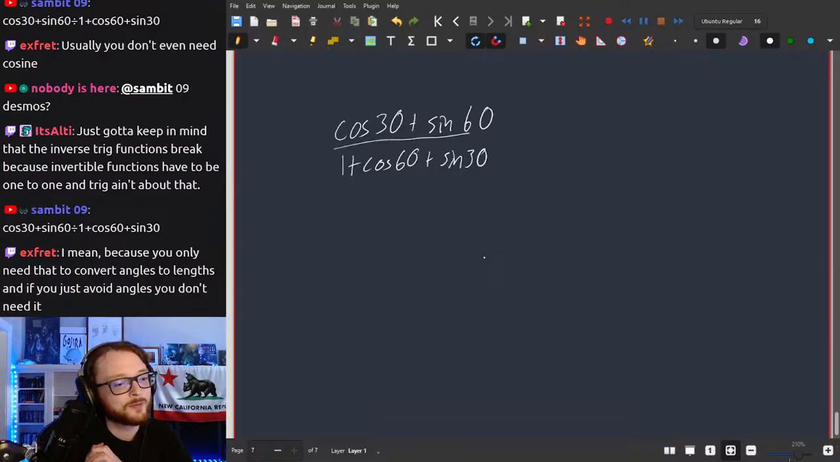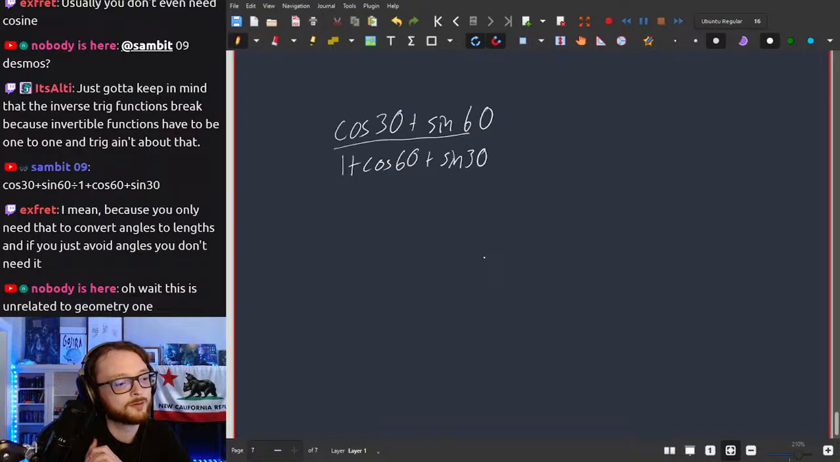Just got to keep in mind that the inverse trig functions break because invertible functions have to be one-to-one, and trig ain't about that. Right. Because you only need that to convert angles to lengths. Just want to avoid angles, you don't need it.